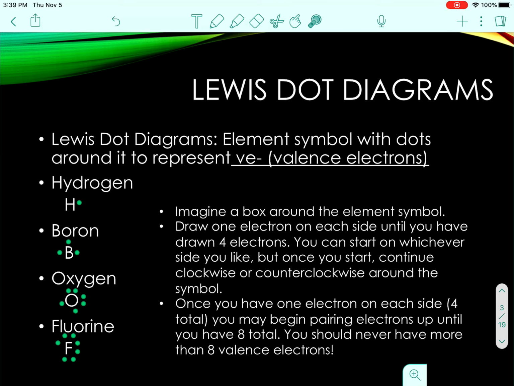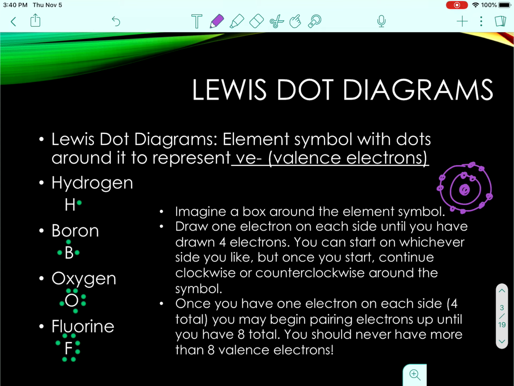All right, so we're going to learn something new now, Lewis dot diagrams. So Lewis dot diagrams are where we have the symbol drawn, and then we're going to draw dots around it to represent the valence electrons. So we only care about valence electrons. So think about our Bohr model where we had our nucleus in the center, and then we had our energy levels, and we had our electrons drawn. Okay, now for the Lewis dot diagrams, we only care about the electrons that are in the outermost energy level. And those dots we're going to draw around the element symbol.